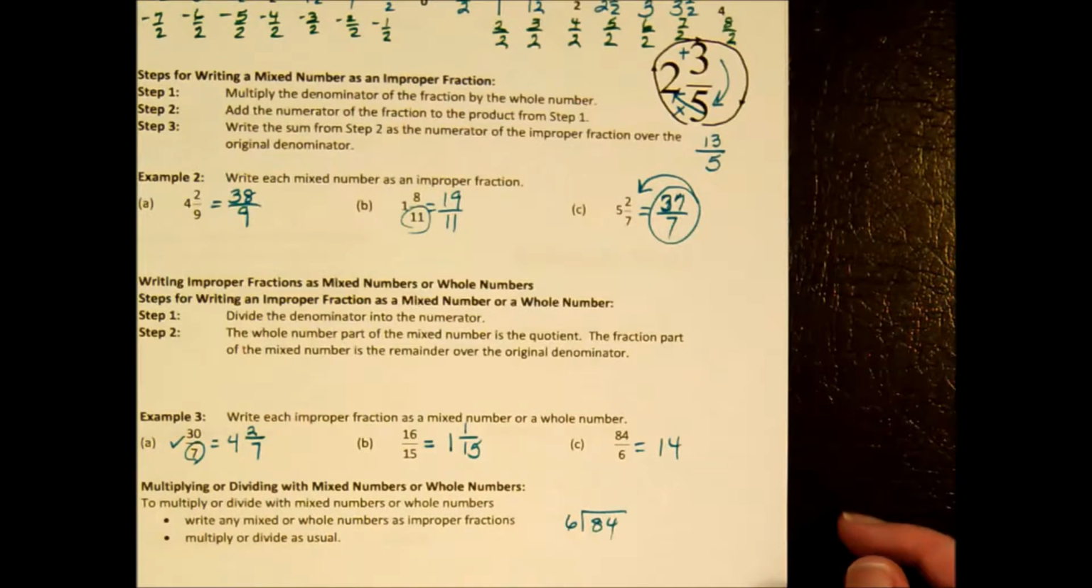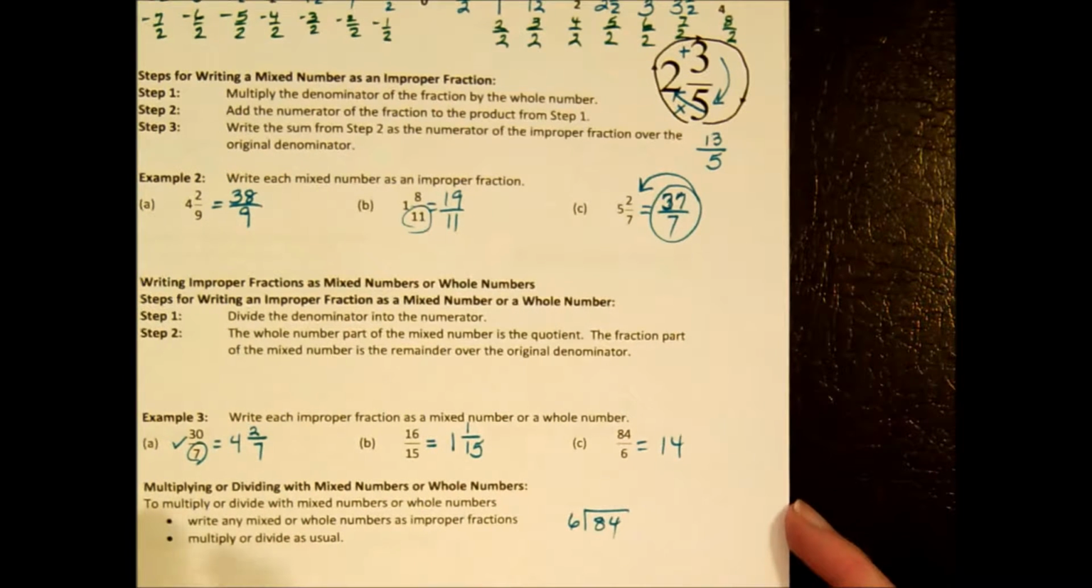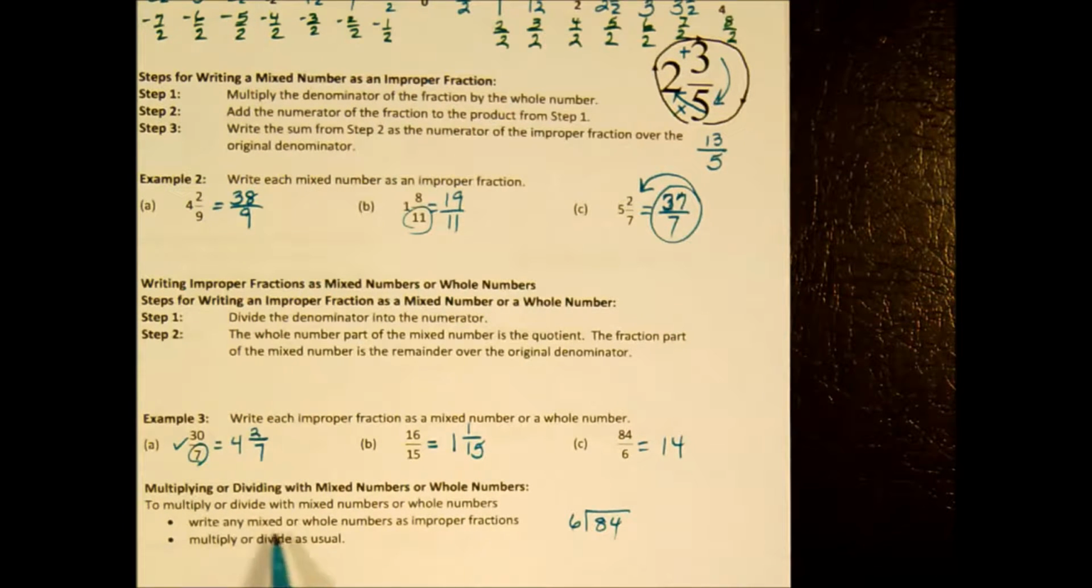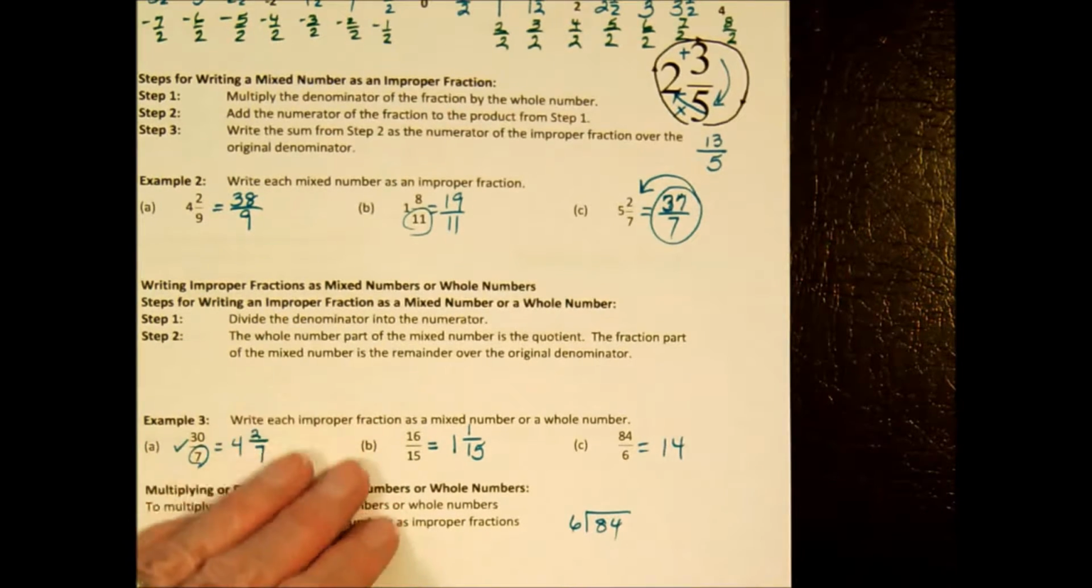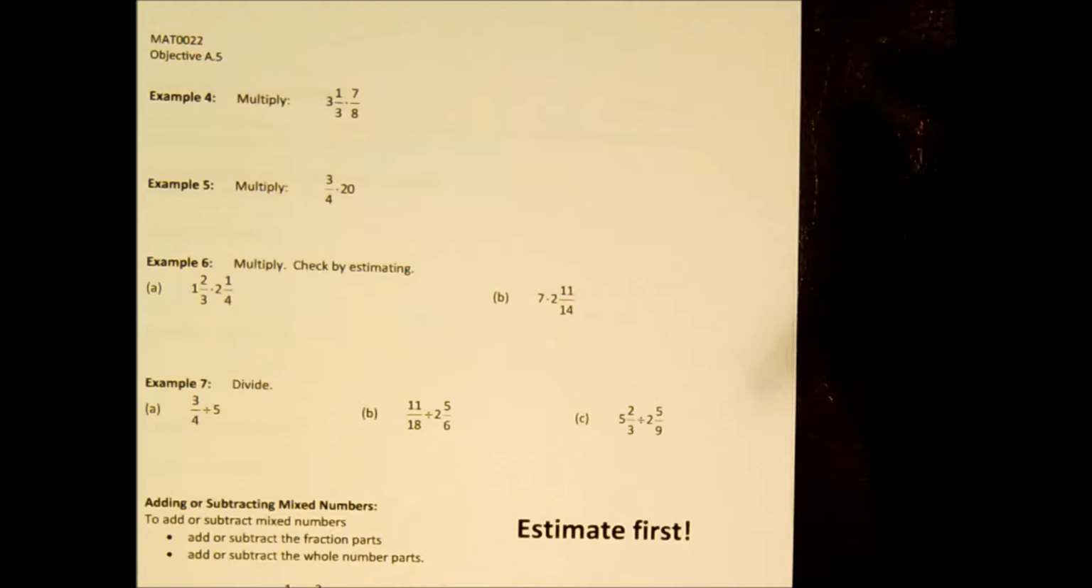All right, so let's look at some operations with mixed numbers. So we're going to look at multiplying and dividing first with mixed numbers or whole numbers. And basically it says write any mixed or whole numbers as improper fractions and then multiply and divide just like you always do. So let's bring that down and look at the next page.